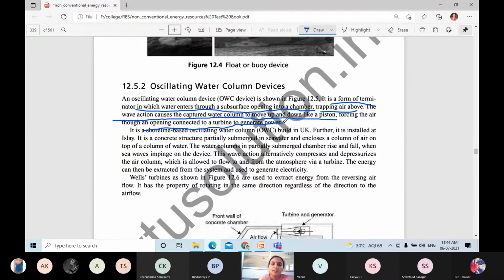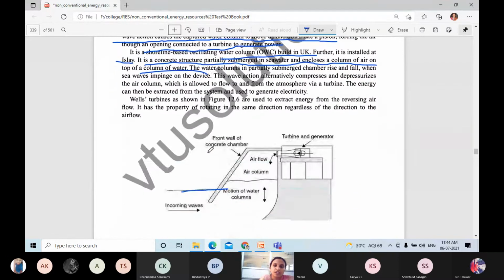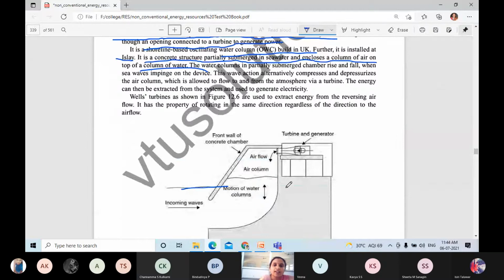It is a shoreline-based oscillating water column built in the UK. Further, it is installed in Iceland. It is a concrete structure partially submerged in seawater and encloses a column of air on top of a column of water. If you observe the figure, you'll understand. This is all a concrete structure. It is not fully submerged in water. It is partially submerged in seawater, and it encloses a column of air.